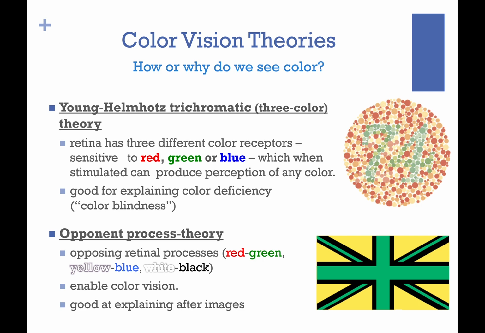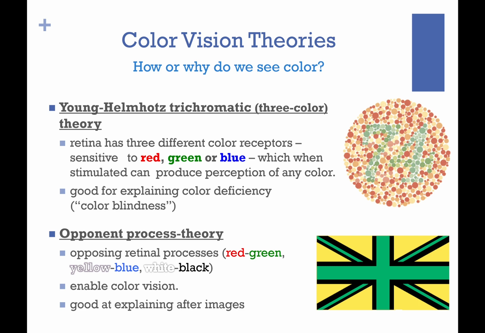That's the idea or the theory that the retina has 3 different color receptors, that you have cones that are sensitive to reds, cones that are sensitive to greens, and cones that are sensitive to blues, and when stimulated they can produce the perception of everything in between those 3. Does not explain or account for yellows. So it's a good explanation for color deficiency or color blindness.